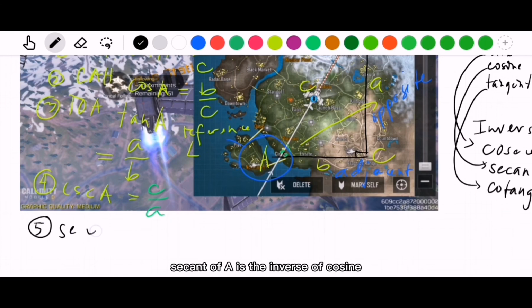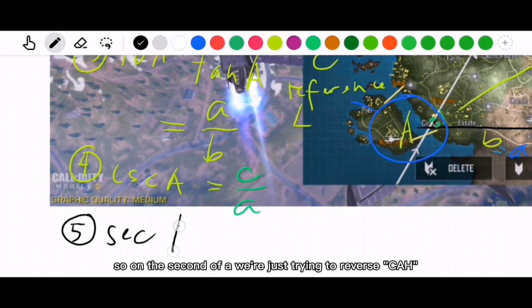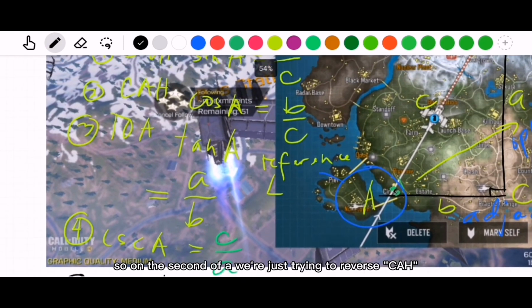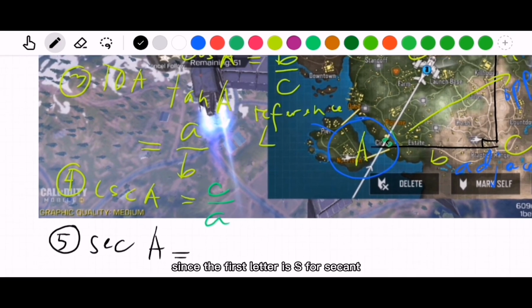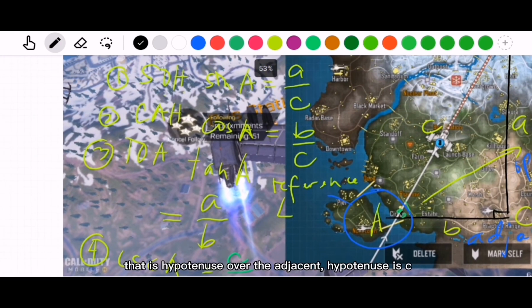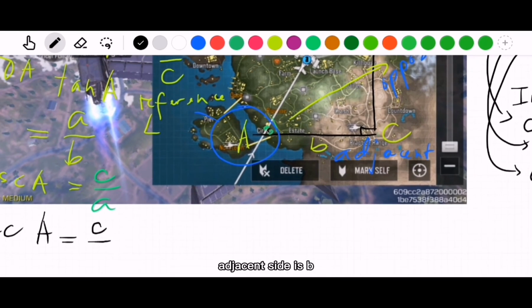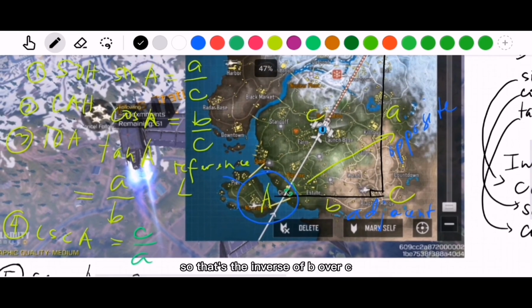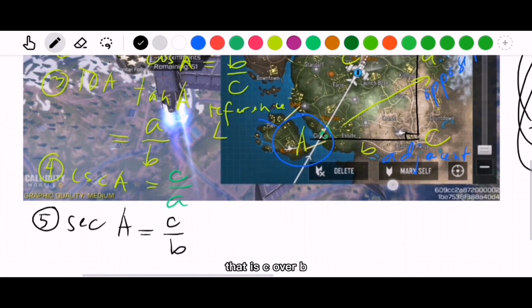Say secant of A is the inverse of cosine. So on the secant of A, we're just trying to reverse ka. So that is sha, since the first letter is S for secant. So that is hypotenuse over the adjacent. Hypotenuse is C, adjacent side is B. So that's the inverse of B over C. If we flip that, that is C over B.